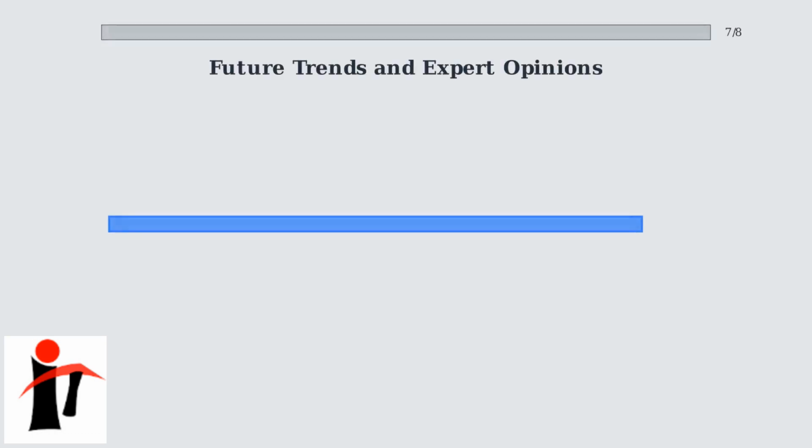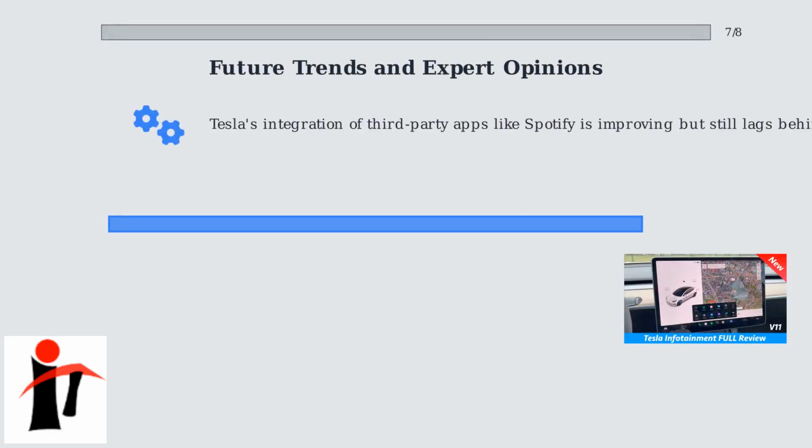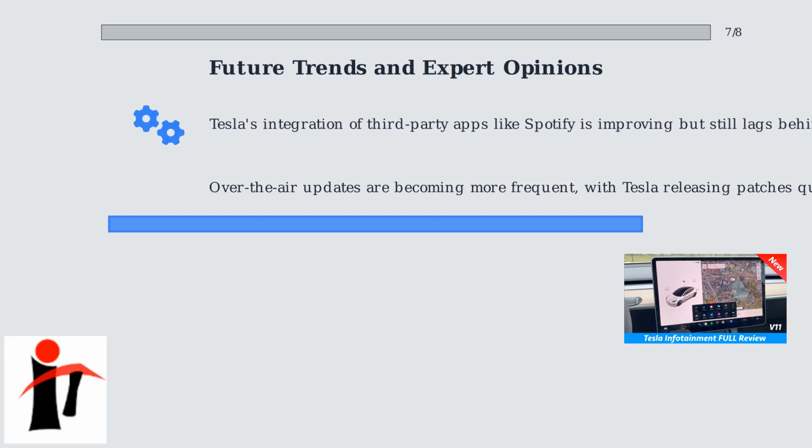These real-world examples highlight the effectiveness of methodical troubleshooting approaches for Spotify connectivity problems in Tesla Model S vehicles. Looking ahead, experts from sites like Ars Technica and The Verge note that Tesla's integration of third-party apps like Spotify is improving, but still lags behind native apps due to Tesla's closed operating system. Expect over-the-air updates to become more frequent, with Tesla releasing patches quarterly.